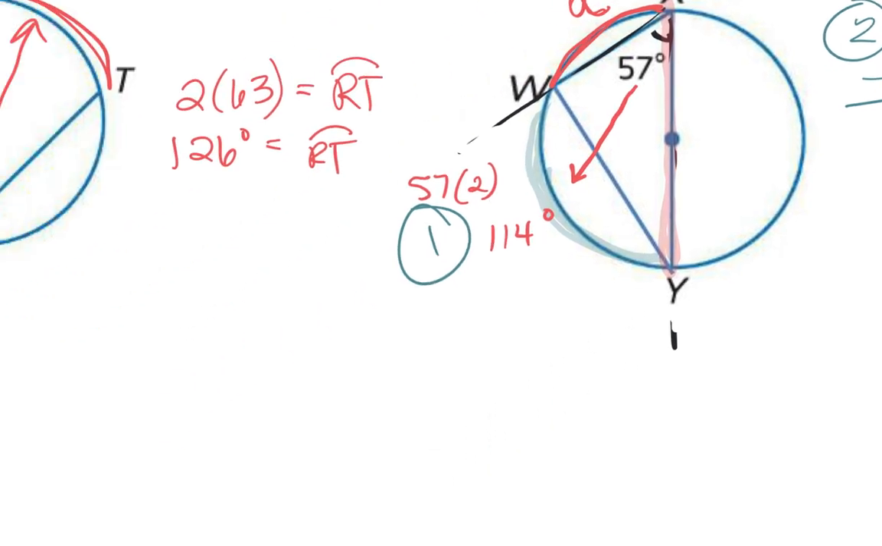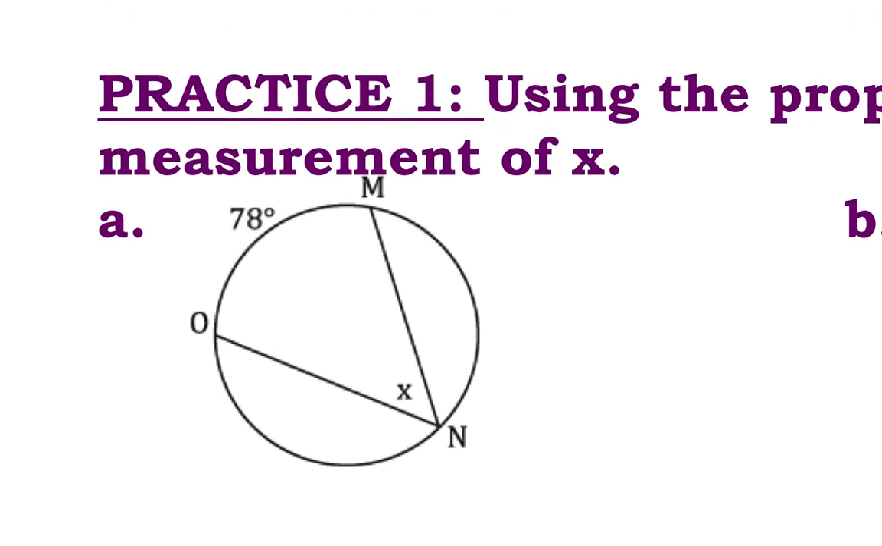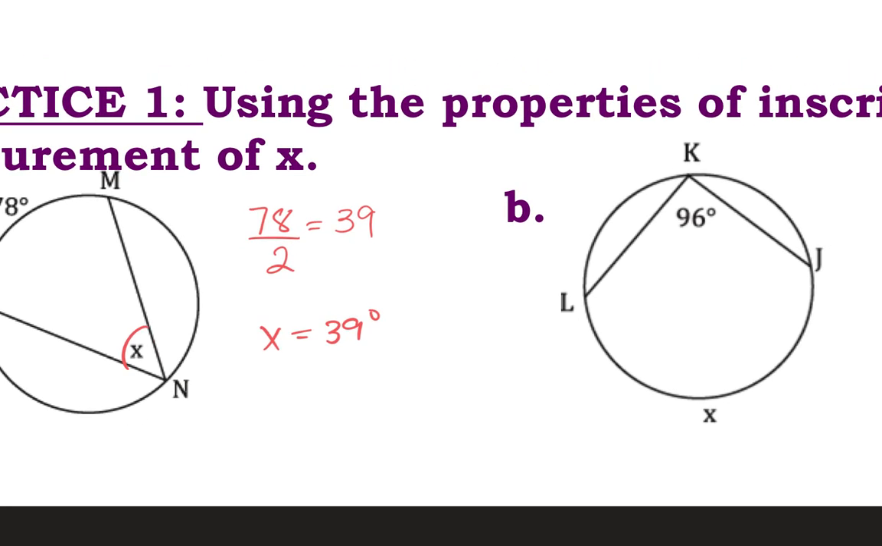All right, let's see. Who can give me the answer to number 1? How do we find X? What do we want to do? Divide it by 2. Good. So take 78, divide it by 2, and what do we get? 39, good. So X is 39 degrees. All right, someone different. What do we want to do for B? Multiply it by 2. So 96 times 2, what does that get us?